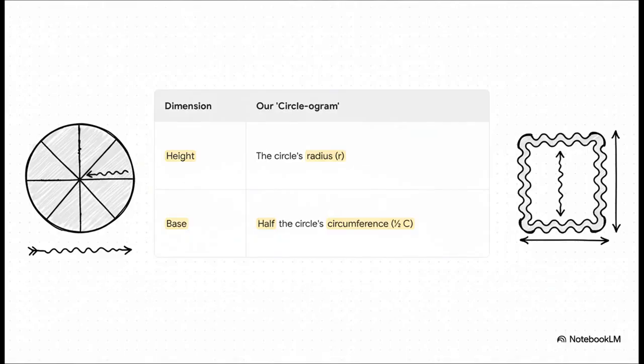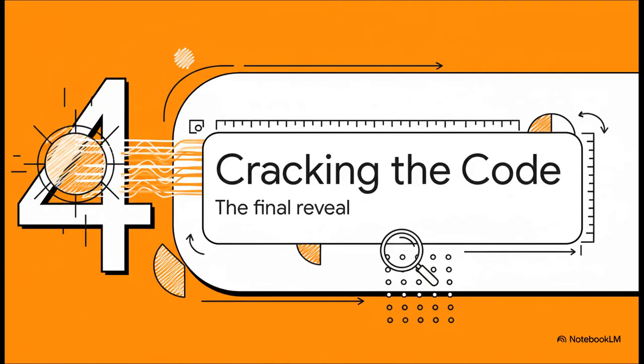Okay, let's put it all together. Take a look at our new parallelogram. What's its height? Well, it's just the length of one of those slices, which is the circle's radius, r. Easy enough. Now, what about the base along the bottom? Well, that's made up of the curved edges from half of our slices, so its length is exactly half of the circle's total circumference.